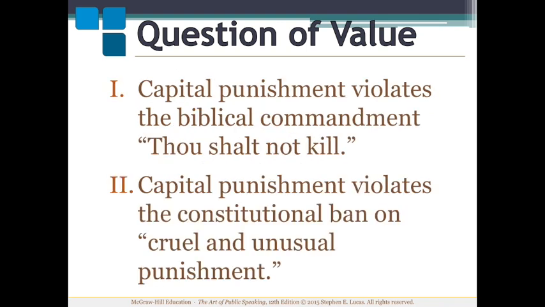Capital punishment violates the biblical commandment, thou shalt not kill, and then of course you'd have supporting points underneath that, facts and counter arguments. And then the second one here is capital punishment violates the constitutional ban on cruel and unusual punishment. And then of course beneath that second main point would be facts, counter arguments, etc. Throughout all of these you want transitions as well.